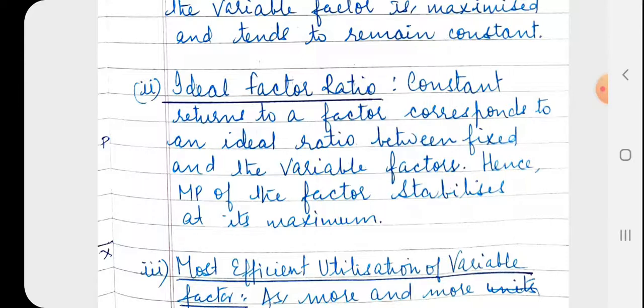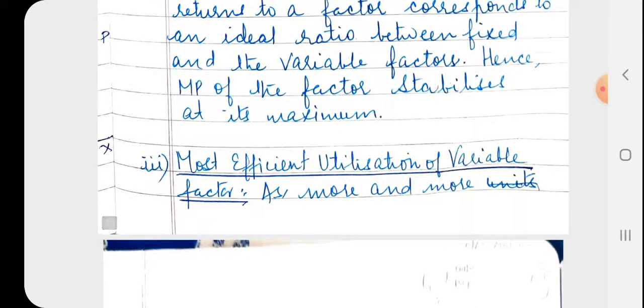Ideal factor ratio, as I have already mentioned, constant returns to a factor shows the ideal factor ratio between the fixed factor and the variable factor. In case this gets disturbed, you have to think about not substituting the fixed factor with the variable factor. You have to go for increasing the fixed factor instead. Most efficient utilization of variable factor.